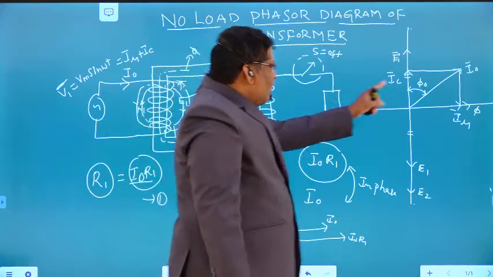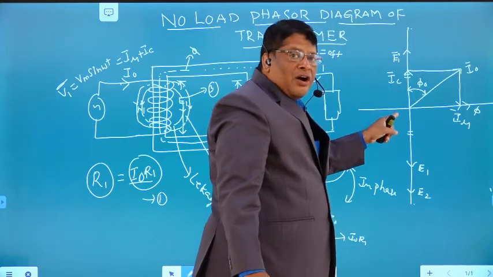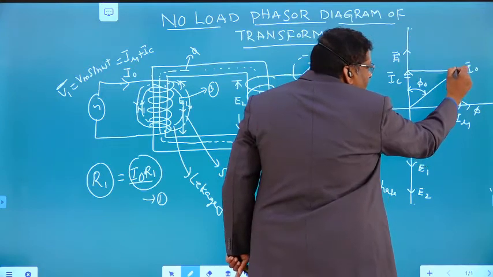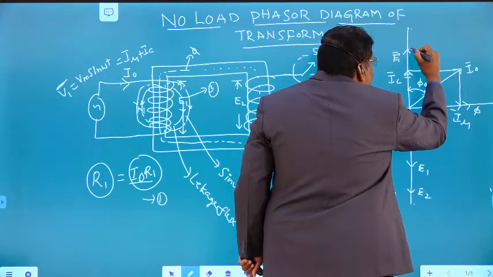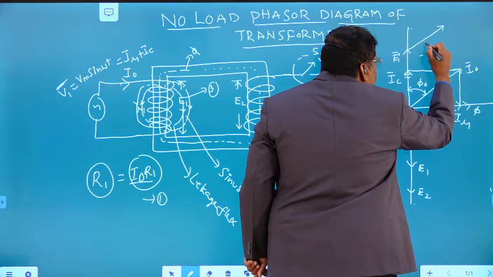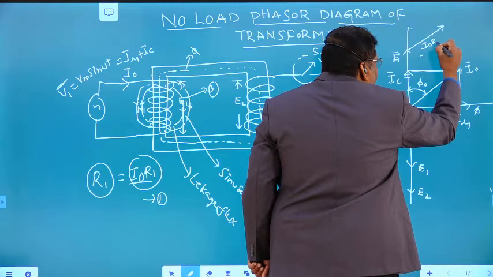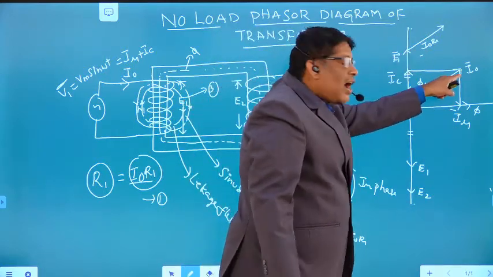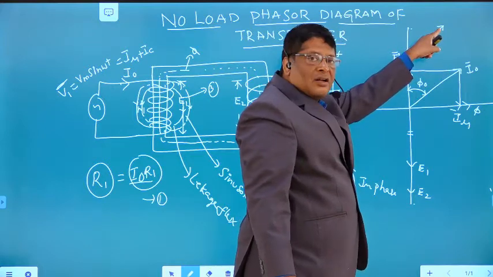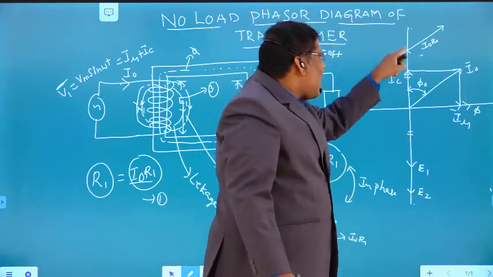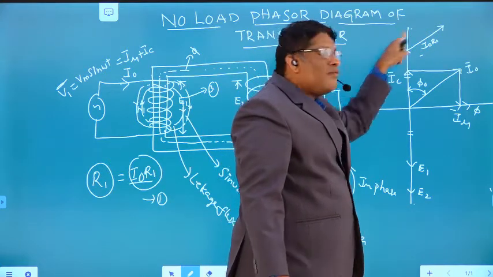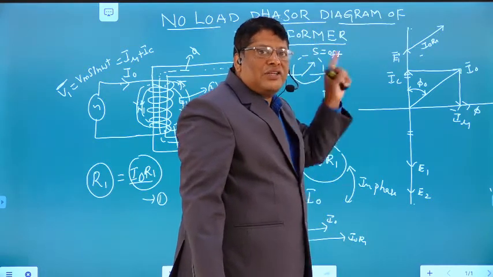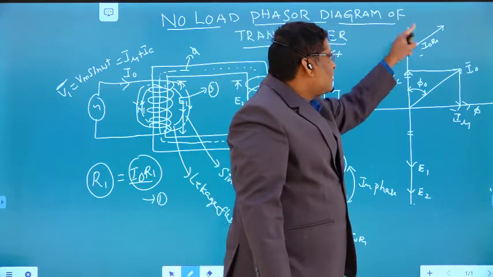So here, parallel to I0, from the tip of E1, see this is E1, from the tip of E1 parallel to I0 you draw this I0 R1. So how do you draw this one? Parallel to I0 you have to draw the phasor from the tip of E1. Why from the tip of E1? Because we are adding these two phasors. Let me see what will happen if we add these two phasors.